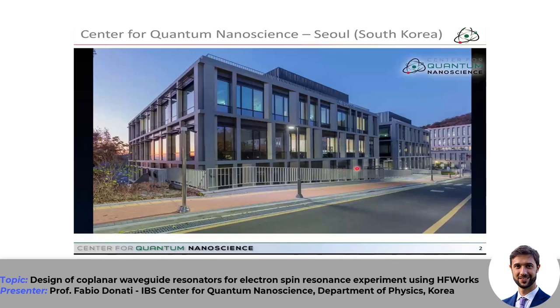We had the opening ceremony in 2019, and in this center we study, as you see from the name, quantum nanoscience. What is this science about? Well, it's a mixture between quantum science and nanoscience, so the science of objects at the nanoscale. And then I wanted to make use of this presentation to show how we could develop our science using the support of HFWorks to design our parts of the setup.